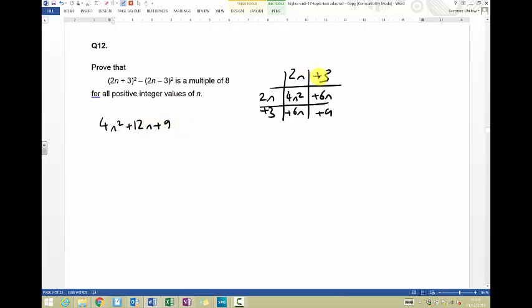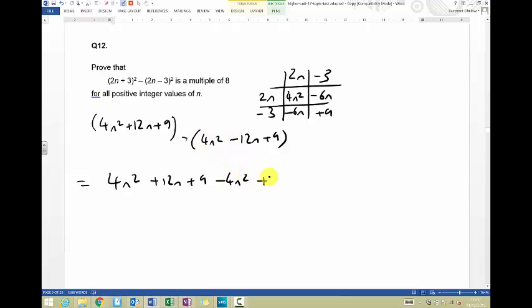The other one's going to be the same but with minuses, so I'm just going to cheat and rub out. You could do it if you're using a pencil as well. The only thing that would change is it'd make that a minus 6n, that a minus 6n. That would still be a plus 9. So take away 4n squared minus 12n plus 9. So that's 4n squared plus 12n plus 9 minus 4n squared.